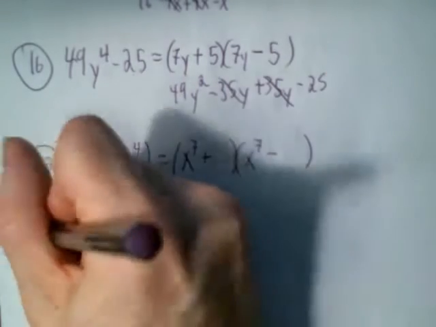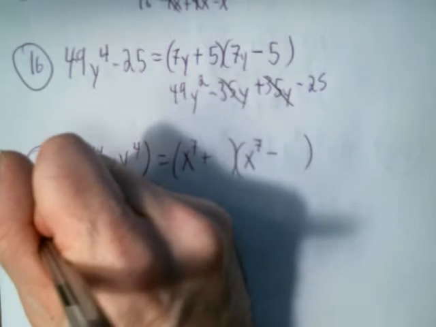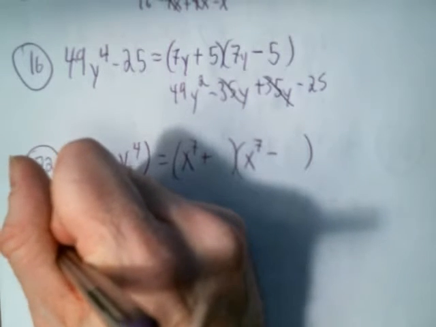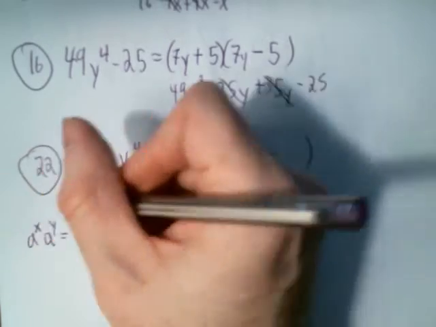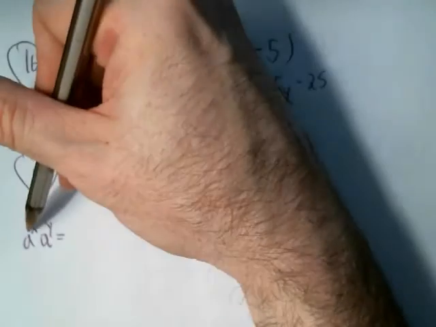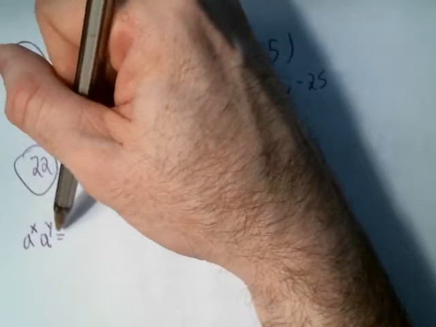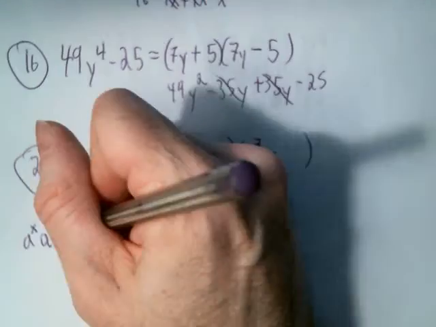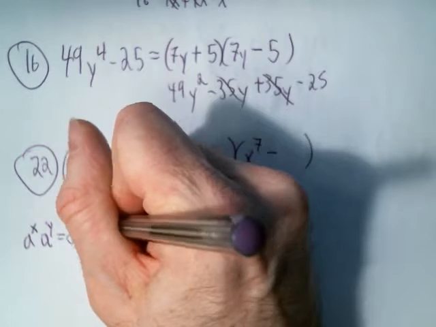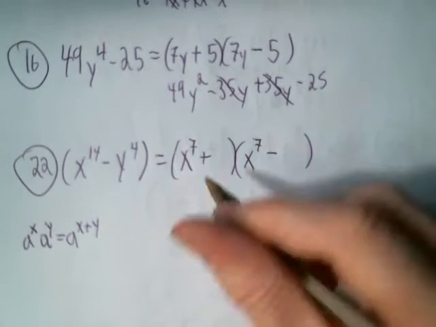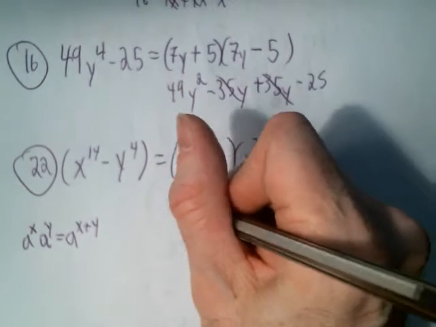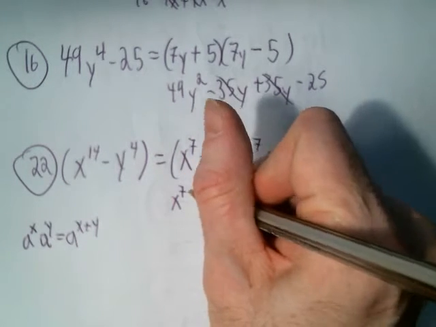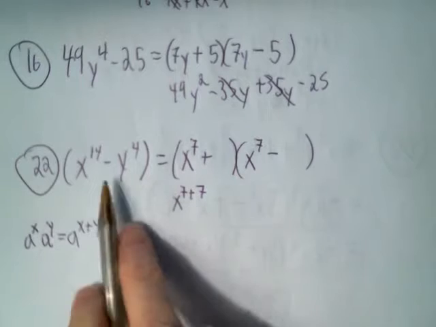Okay, so remember, when you have like bases and you multiply them, so a to the x times a to the y, you have to add the exponents to get the result. So this would be a to the x plus y. Okay. So when you multiply x to the 7th times x to the 7th, you're going to get x to the 7 plus 7, which will be the x to the 14th.